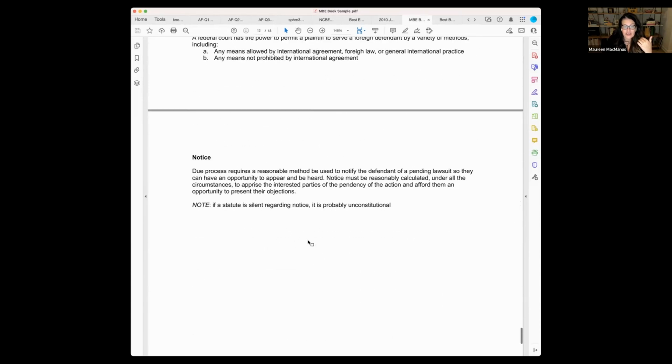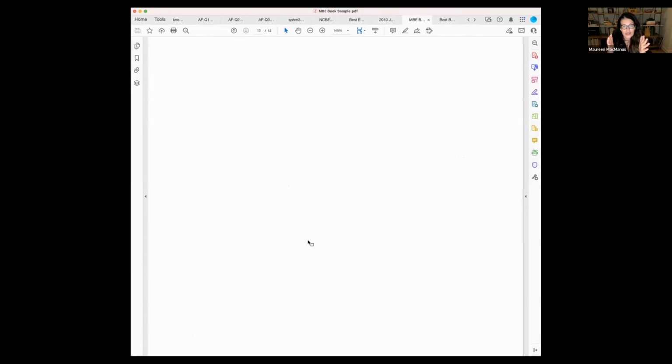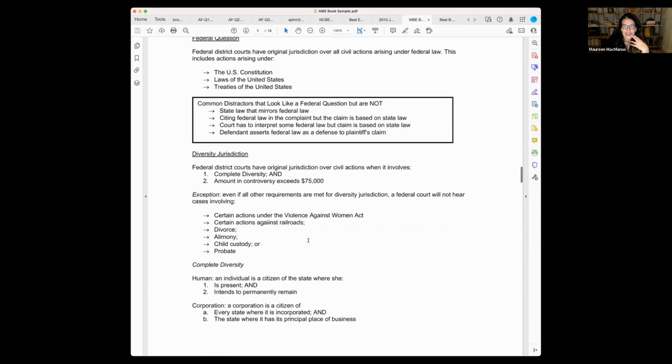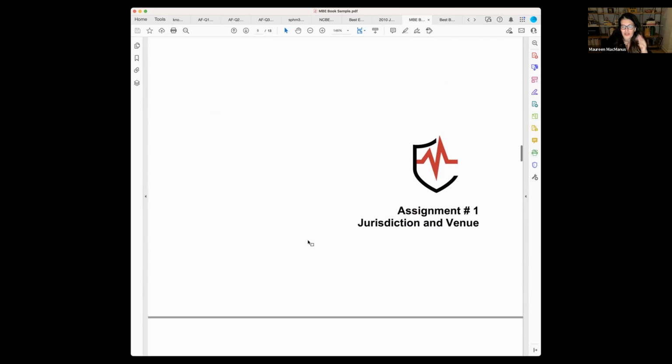And then after the end of this section, there would be a section that gives you MBE questions that test you on the Black Letter Law here. And then following that, there's the answer explanations. So yeah, I talk about the 75K, how you get there. That's all in here too.